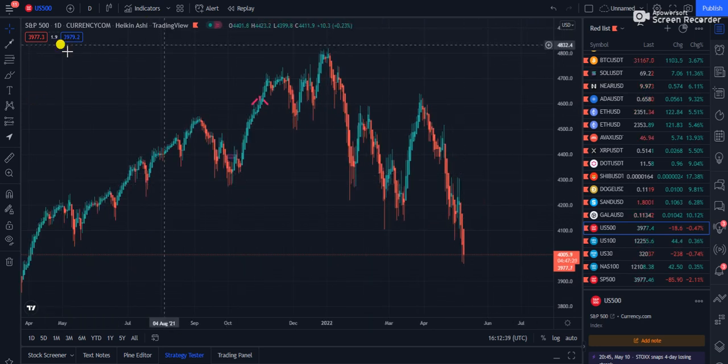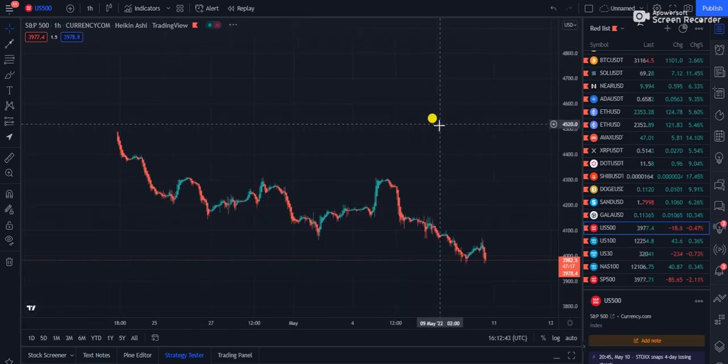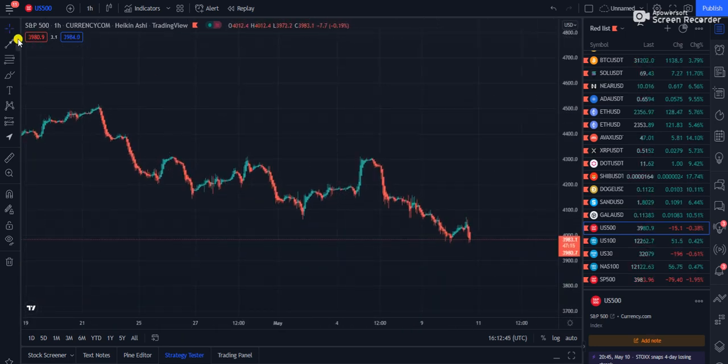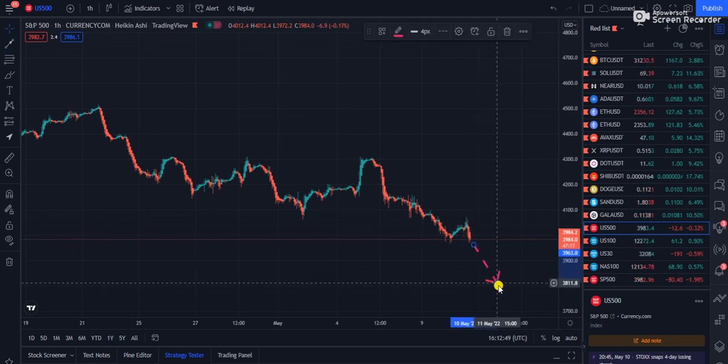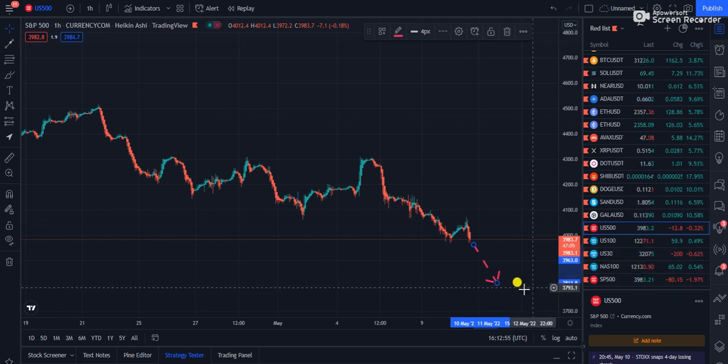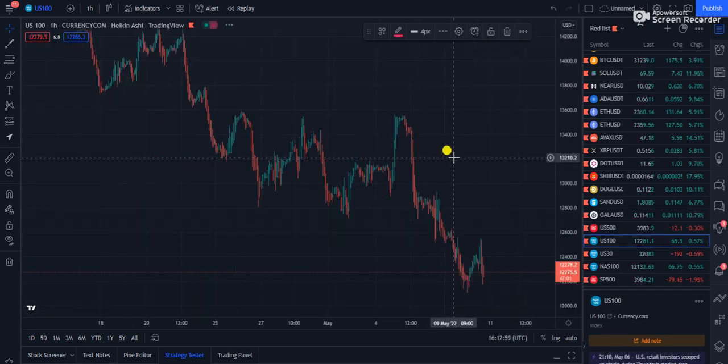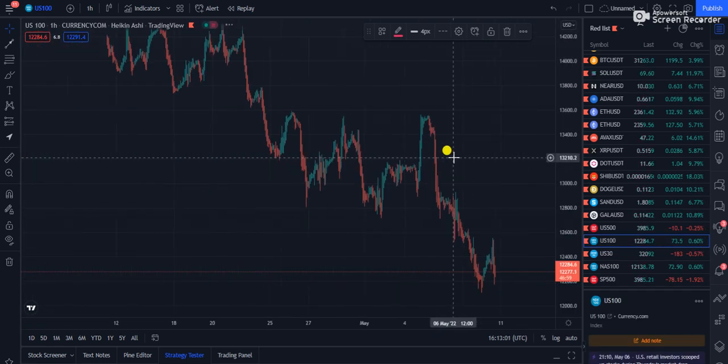Oh, so guys, it looks very clear to me that it's still under pressure, and we should look for some bearish opportunities, and the market can test 3811.8, right? US 500, 3811.8.